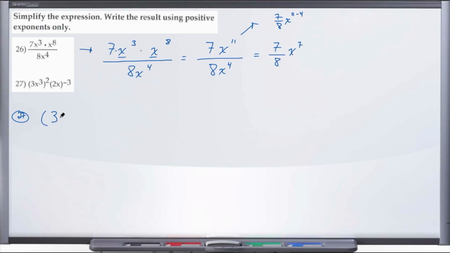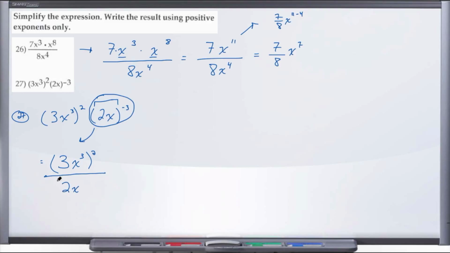And they give us 3x to the 3rd, squared, times 2x to the negative 3. The first thing we can do here, because we see a negative exponent, is move this exponent. This negative 3 has power over all of this, so we're going to take this whole thing and move it downstairs to the denominator. And so when we rewrite this, we have 3x to the 3rd, this whole thing being squared, now over 2x to the positive 3.